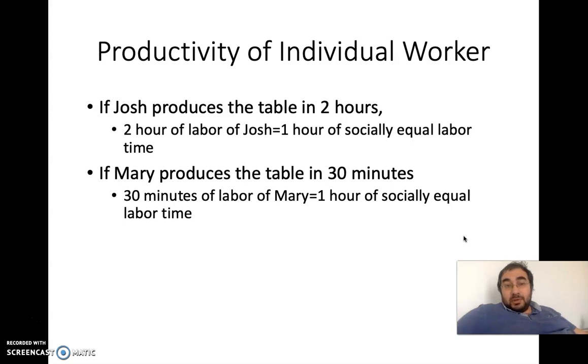Josh might be working in a sector where he has fewer skills. Maybe Josh could be socially more productive if he becomes a doctor. And Mary maybe is in a sector where she's more productive and has more skills. So those are the ways we can compare these two people in terms of how their abilities come into the picture when we are talking about their relative productivity.